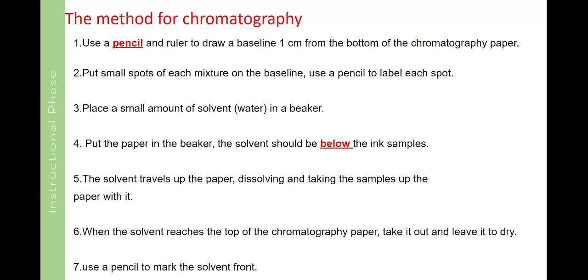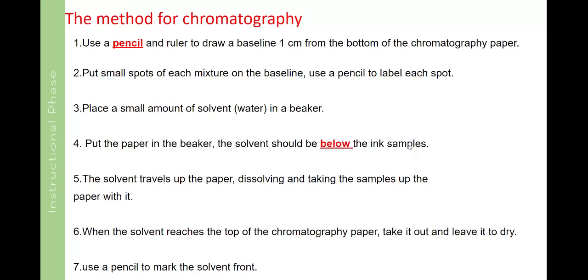Okay, so you need to be able to describe how to carry out chromatography. So you need to be able to describe the method. So you use a pencil and ruler to begin with. Firstly, you need a strip of chromatography paper. Once you've got that strip of chromatography paper, you use a pencil to draw what we call a baseline, your start line, roughly 1 centimetre from the bottom.